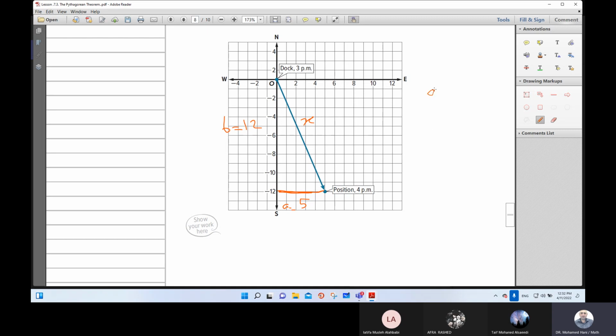So we can start from the rule of the Pythagorean theorem, A squared plus B squared equals C squared. Then we can substitute. The value of A squared will be 5 squared, which means 5 times 5 means 25, plus B squared means 12 squared. 12 times 12 will be 144, equals C squared. Then we can add: C squared equals 169. Then to find the value of C, find the square root of 169, which will be 13.